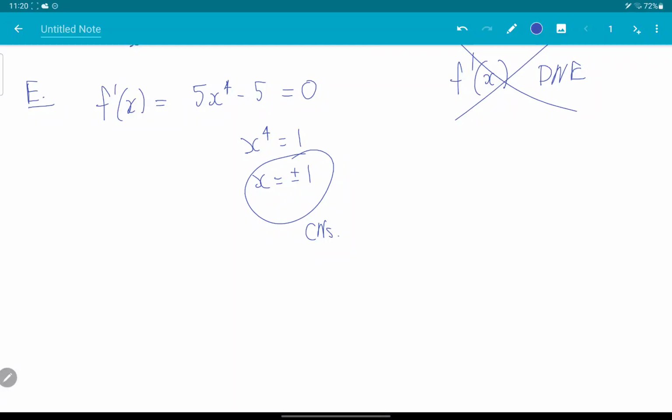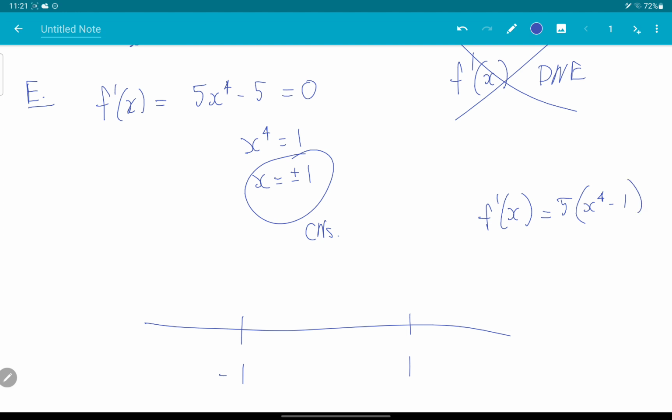So continuing with my critical numbers here, I put them on a number line to determine the intervals of increase and decrease. Here's my derivative here. Let's factor that. I take a 5 out, and I get this. So I'm going to do test values. I'll just do them mentally.